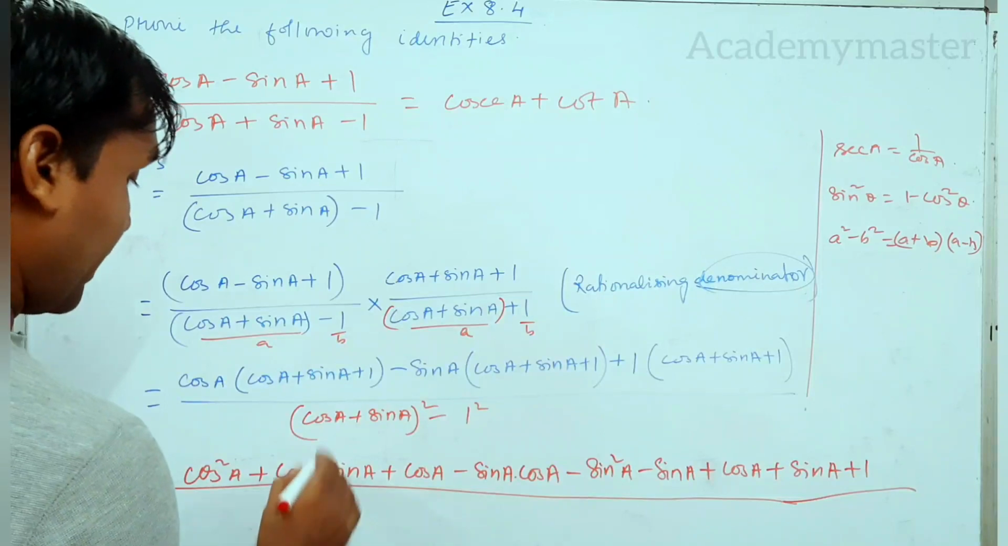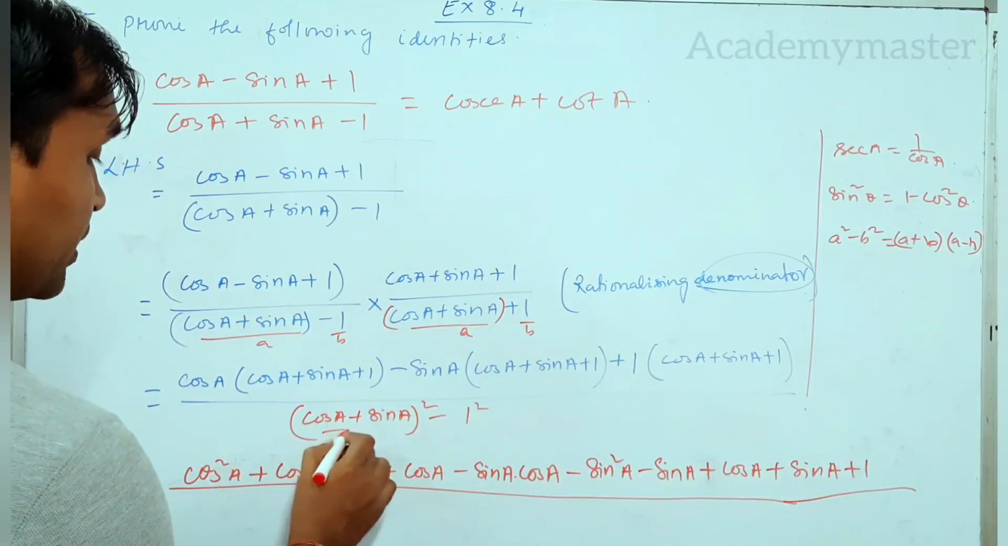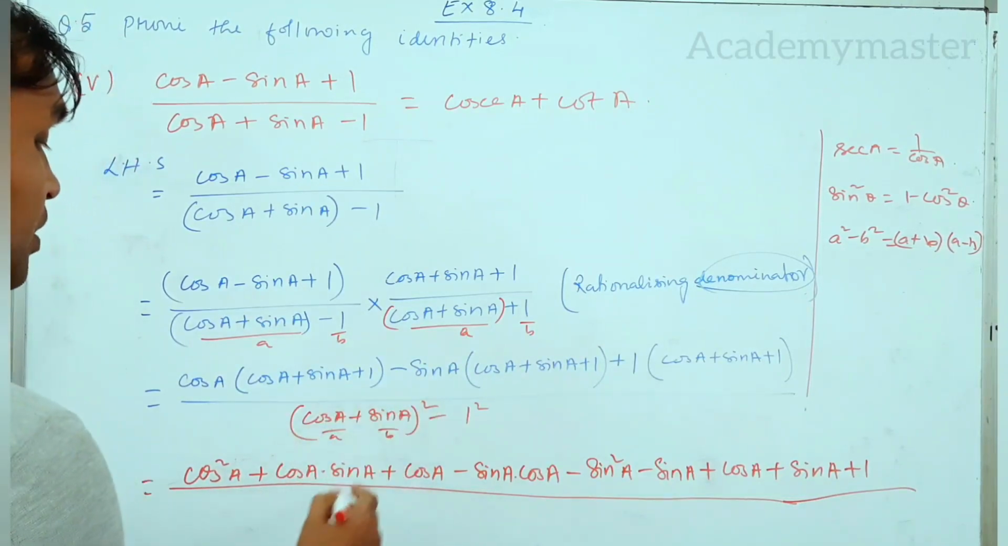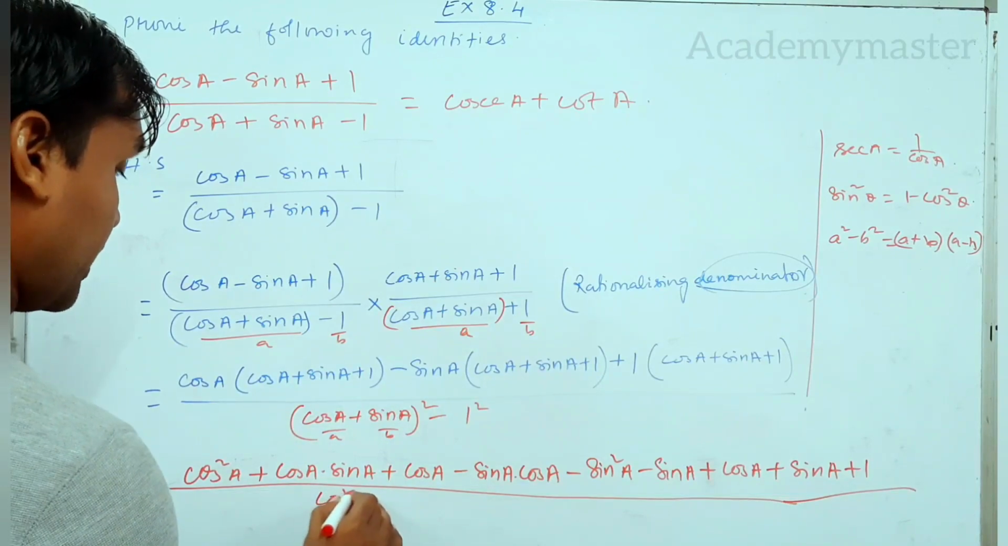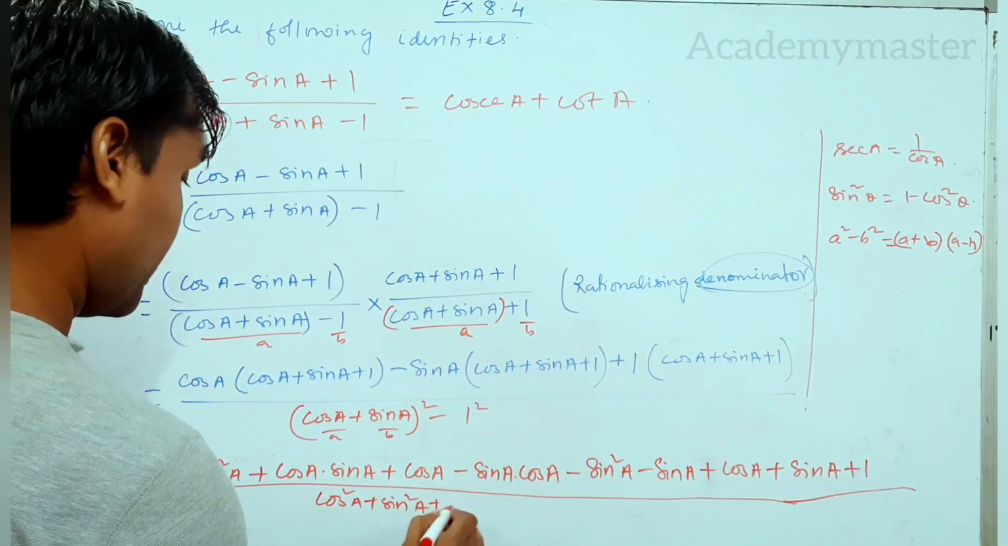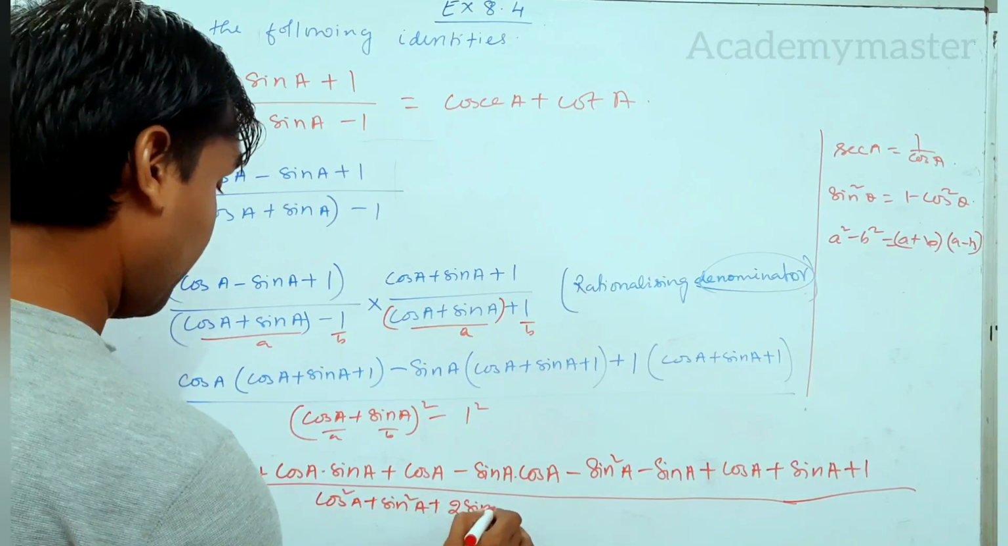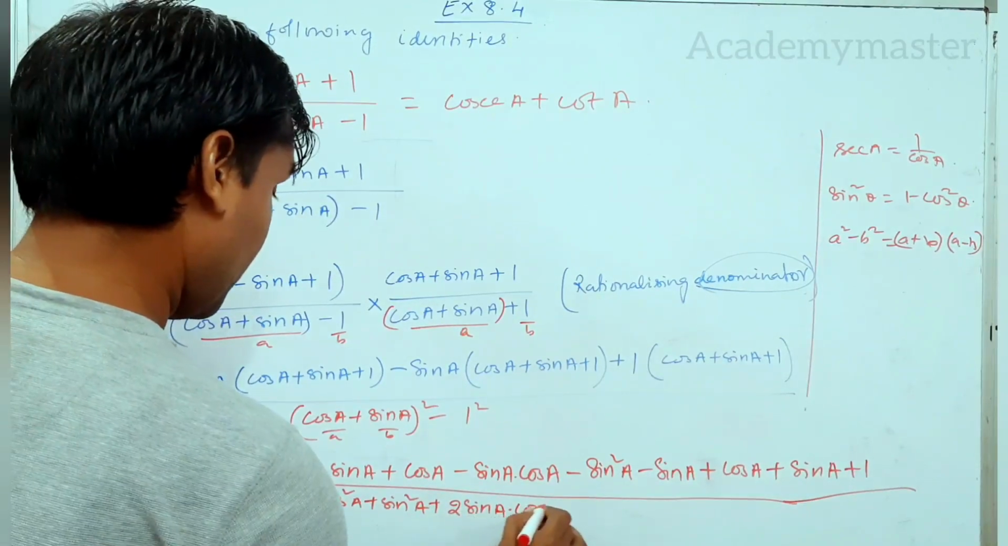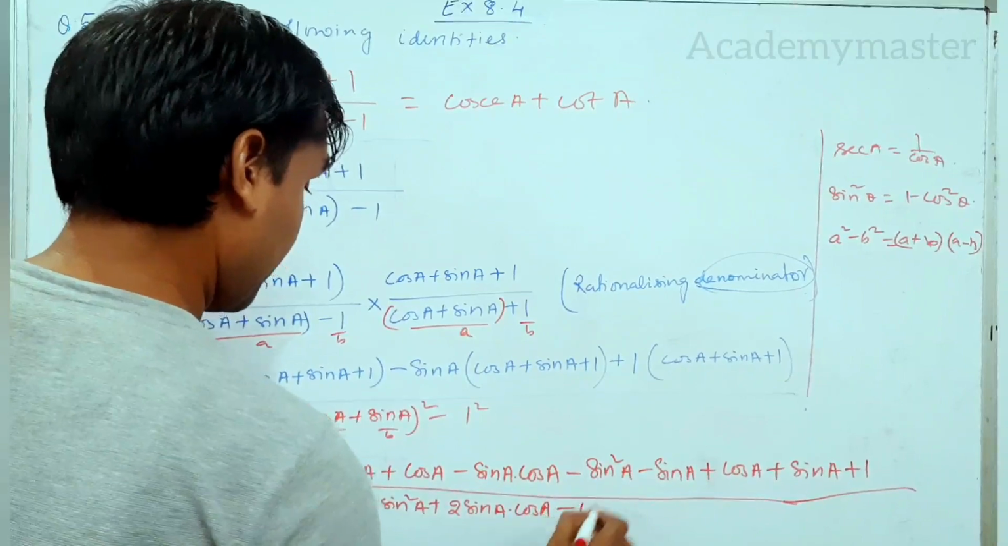And in the denominator, we'll apply the formula A plus B the whole square. Here A, this is B, so A plus B the whole square formula: cos square A plus sine square A plus 2 sine A into cos A minus 1.